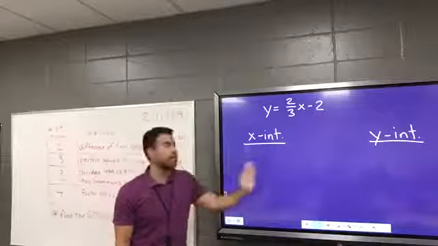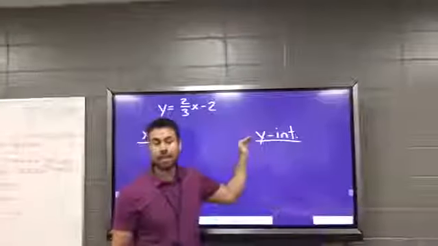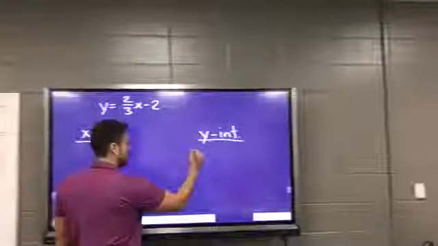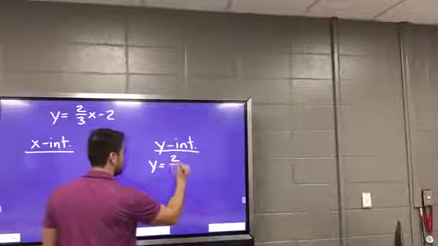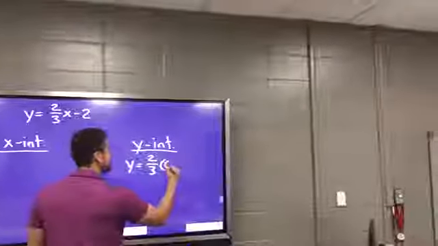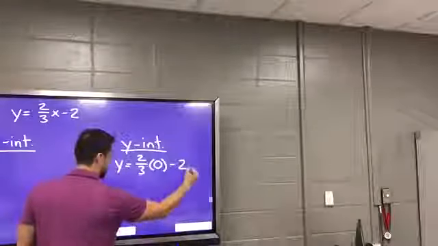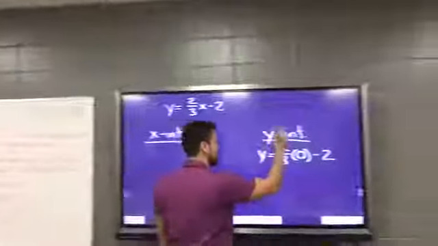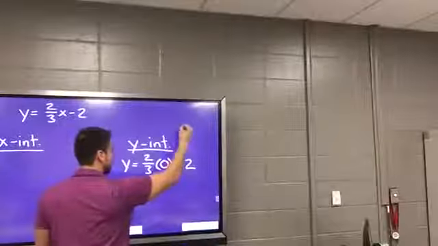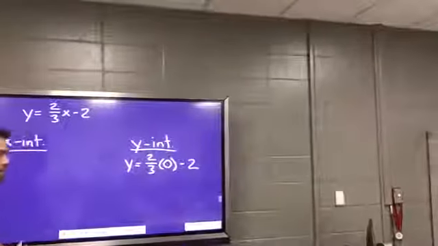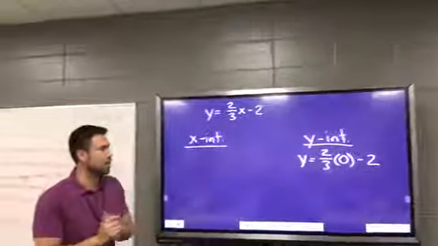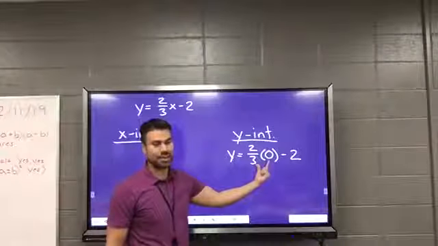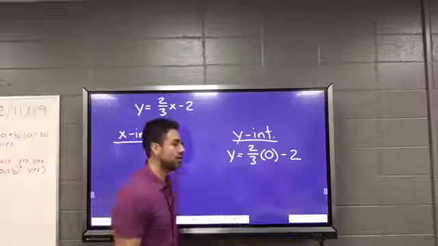Okay, how do I find the y-intercept? I make x equal 0. So this is what I'm going to do. Y equals 2/3 times 0 minus 2. If you need to write that down as a note, make x equal 0 to find the y-intercept, because that's true. All right, what's 2/3 times 0? 0. I like that math. It's easy. What's 0 minus 2?